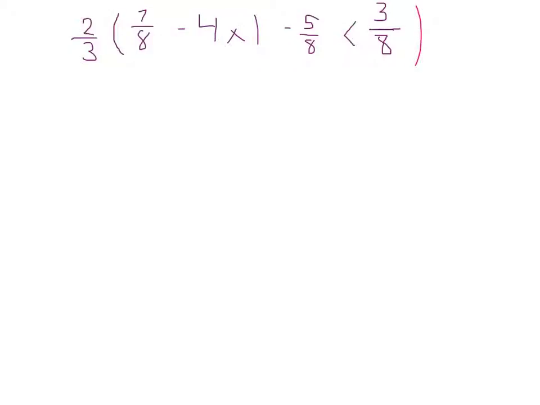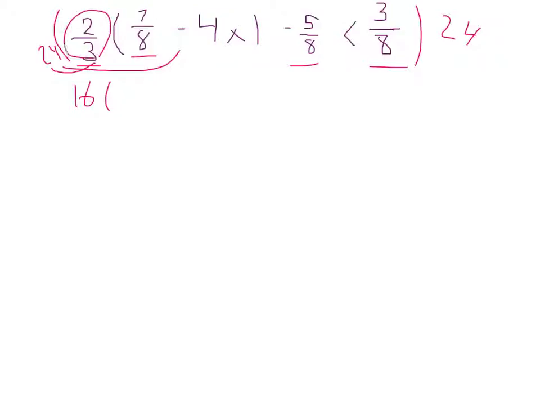Then we multiply everything by 24 because the denominators are all factors of 24. And then you have 24 times 2/3, which is 16, and you either choose to multiply it by that or by that, so I chose to multiply it by this. And then so you have 7/8. And then 24 times 5/8 is 15. And then 24 times 3/8 is 9.